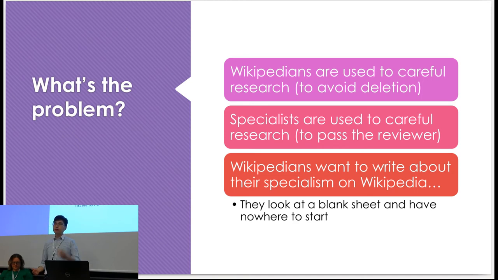And the problem is, when you put these two things together, when you're a Wikipedian who wants to write about your own specialism on Wikipedia, you have all these requirements, in fact two sets of requirements in your brain about sourcing and about scientific language, and in front of you is a blank sheet with zero content about your field of specialism. And of course you are doing it because, one, you get paid, and two, this is an important problem for some parts of humanity. We should get Wikimedia projects on board with what we're doing.